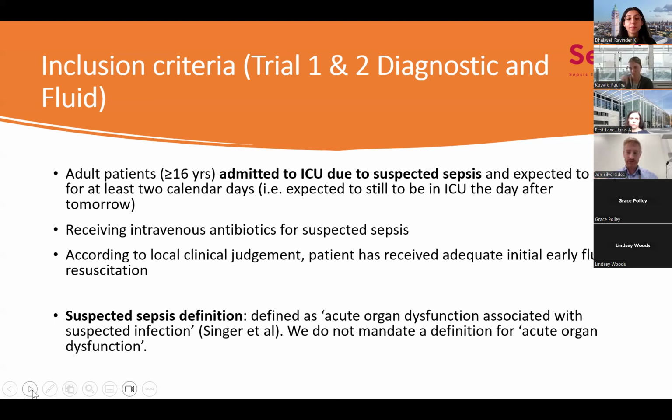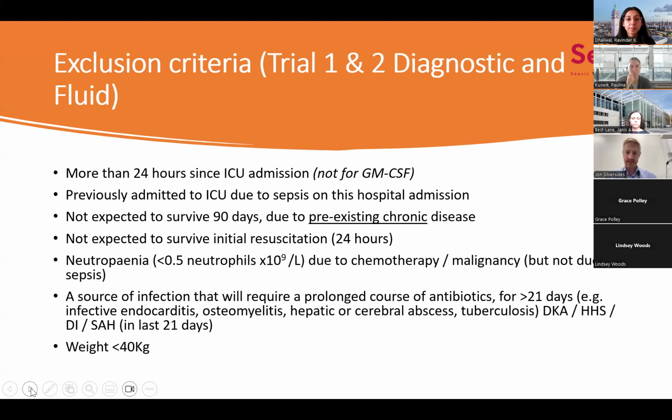And that might look like 30 mils per kilogram, or it might not. That's the figure used in the Surviving Sepsis guidelines, of course, but it doesn't have to. All we want is that the patient has achieved some measure of stability following the initial administration of fluid. Okay. If any questions about that, happy to answer them. And then that's our suspected sepsis definition, which is standard. Essentially, if you're in ICU because of what somebody thinks is an infection, the chances are you'll meet the definition.